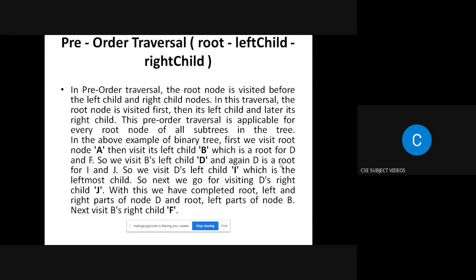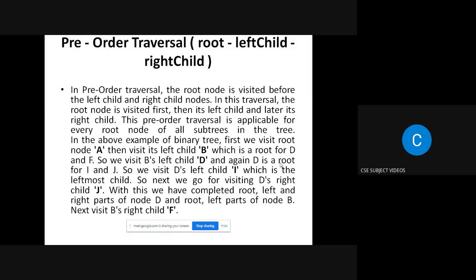In the above example of binary tree, first we visit root node A, then visit its left child B, which is the root of D and F. So we visit B's left child D, and again D is a root for I and J. So we visit D's left child I, which is the leftmost child.